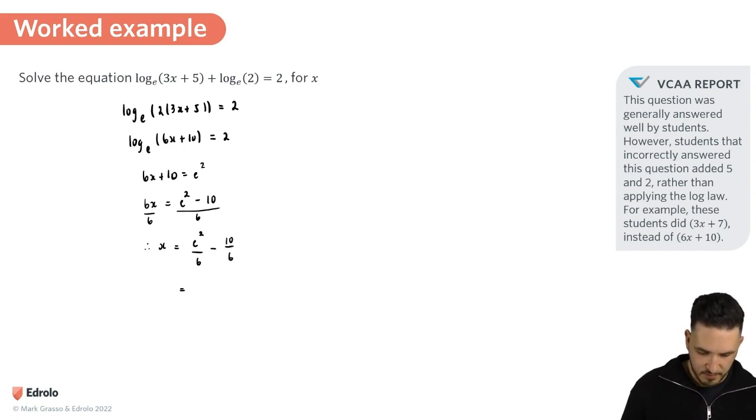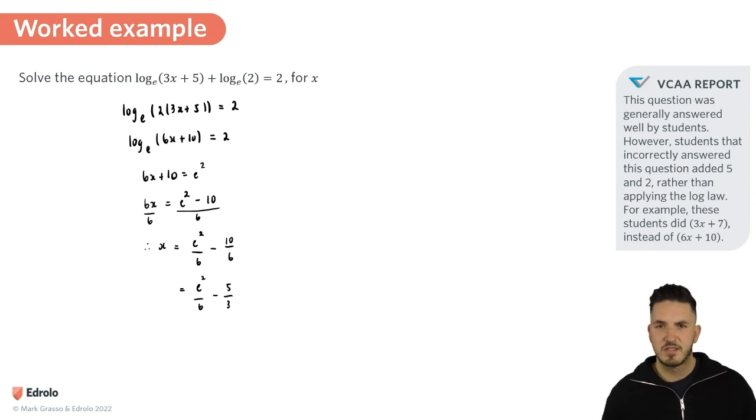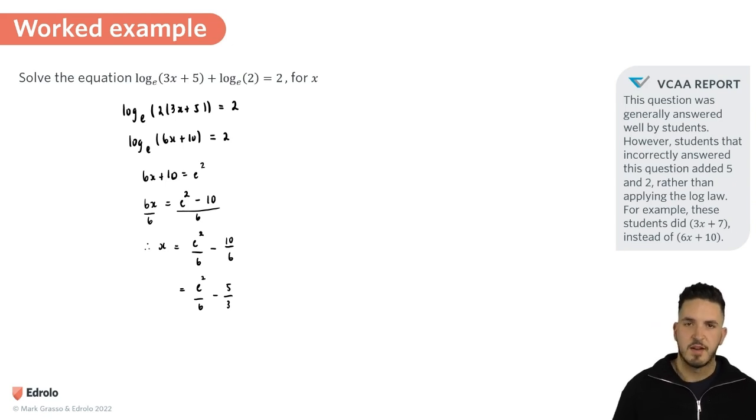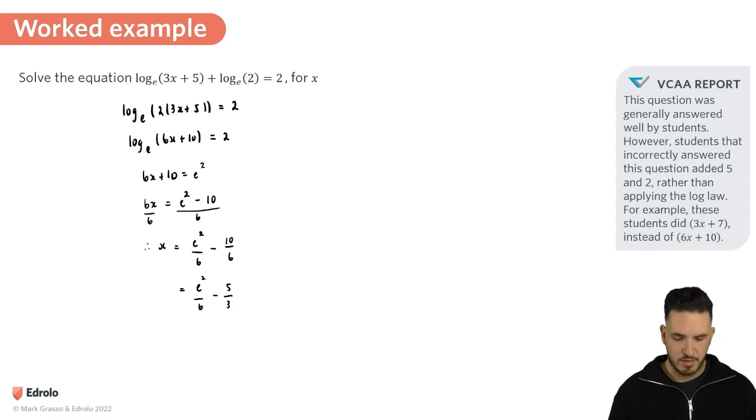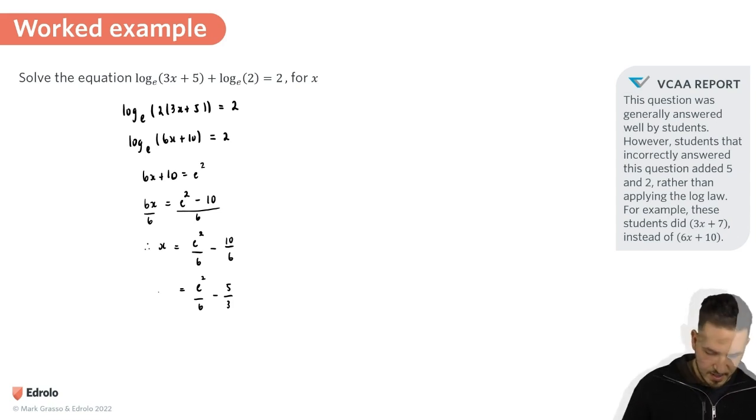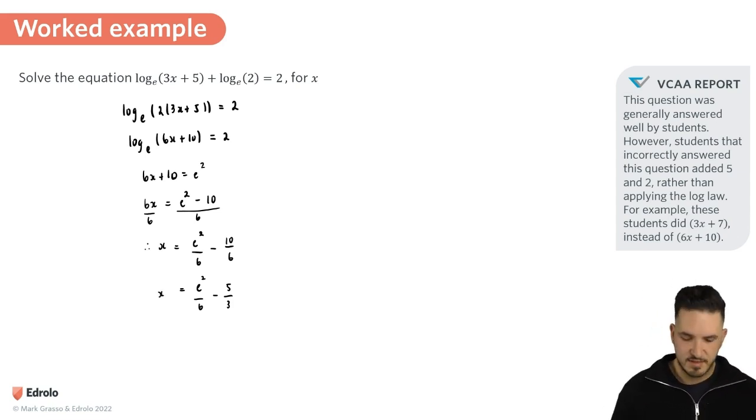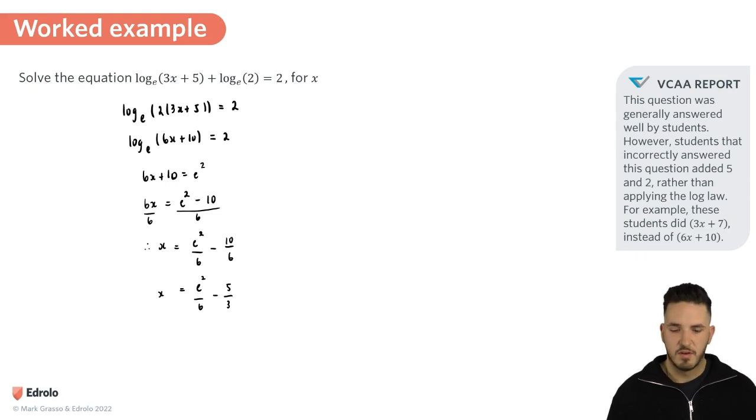We can simplify that further, so it's e squared on 6 minus 5 over 3, because the common factor between 10 and 6 is 2. 2 goes into 10 5 times. 2 goes into 6 3 times. So we can say x equals e squared on 6 minus 5 over 3. Or you could probably leave your answer as x equals e squared minus 10 on 6 as well.